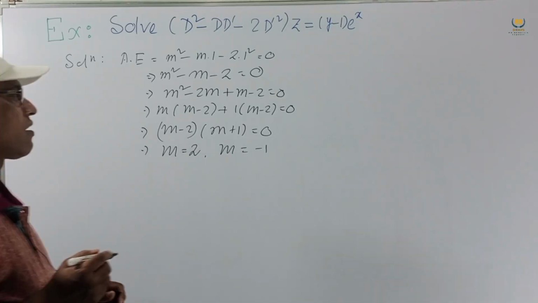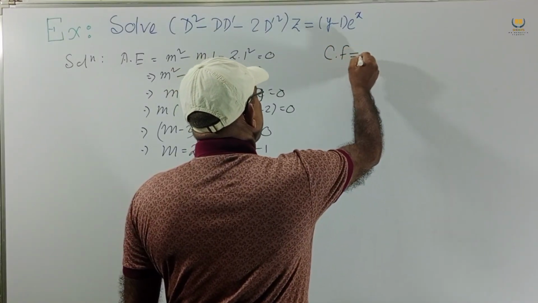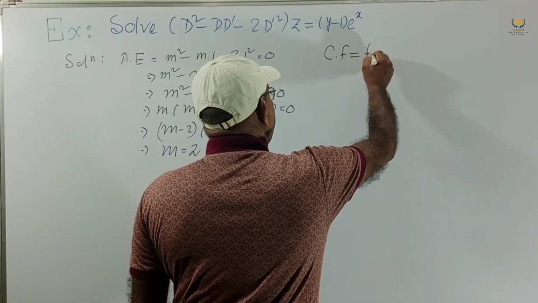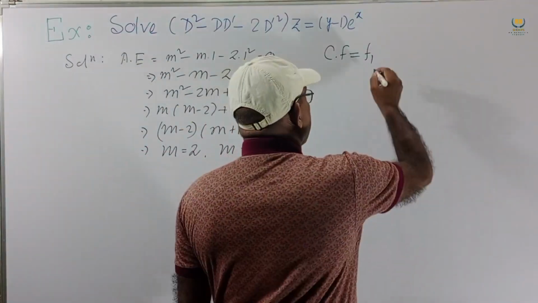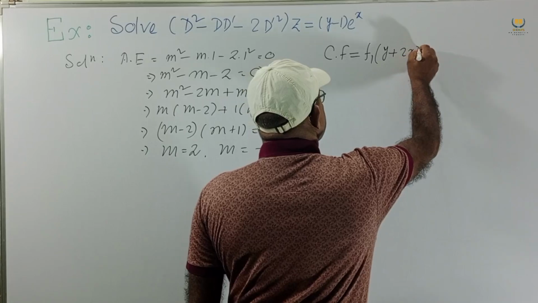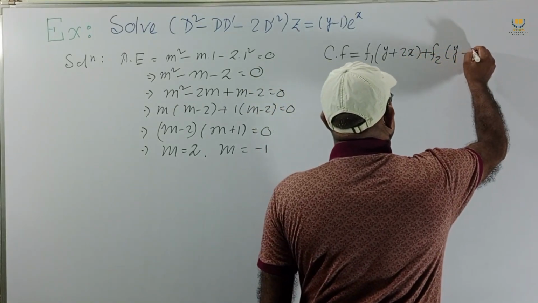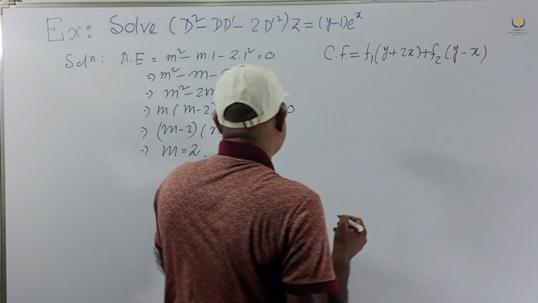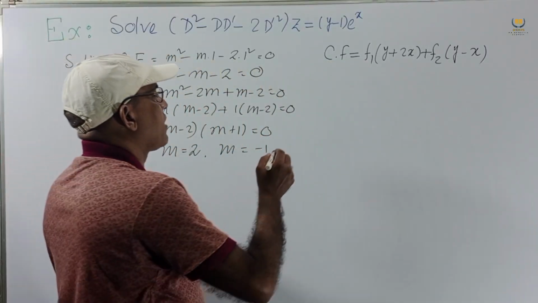Now we have to write the complementary function. Complementary function equal to f1 of y plus 2x plus f2 of y minus x. This one is the complementary function. Now we find the particular integral.